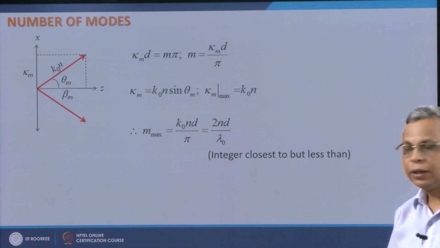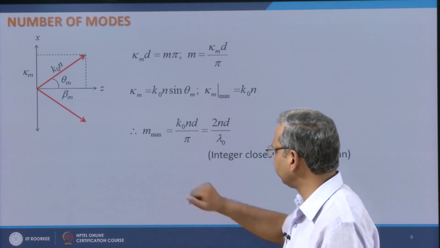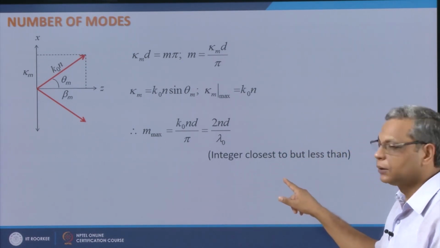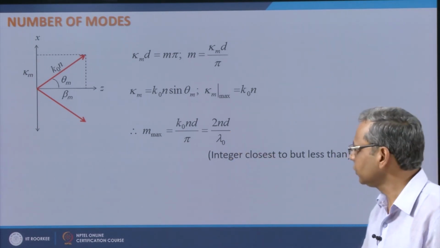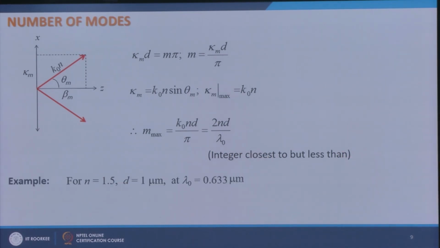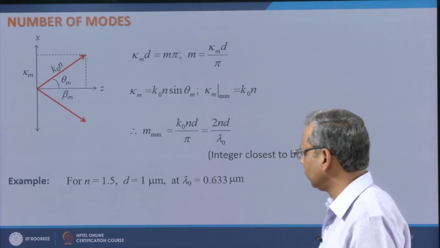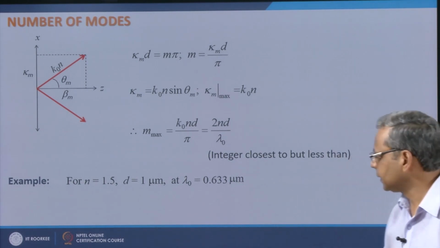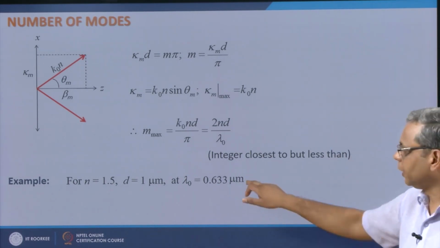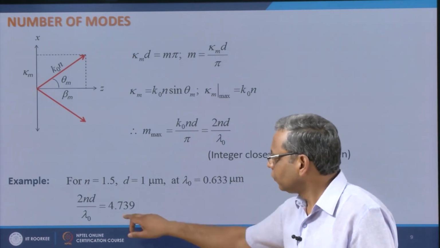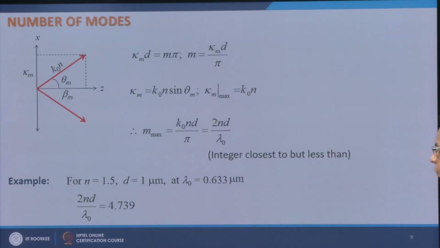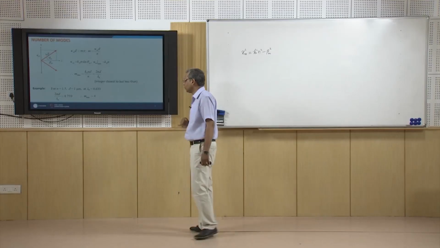So the maximum number of modes that can propagate in a planar mirror waveguide would be an integer which is closest to but less than this. For example, if I have n is equal to 1.5, d is equal to 1 micrometer, and lambda naught is equal to 0.633 micrometer, then 2 n d over lambda naught comes out to be 4.739, and this gives me the maximum number of modes as 4. So there would be 4 modes supported.